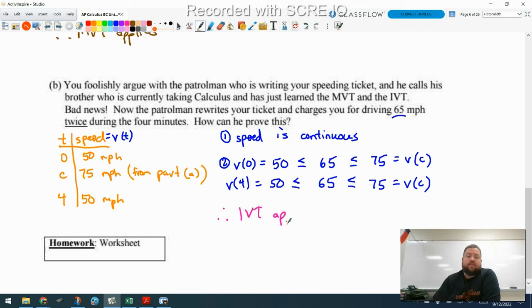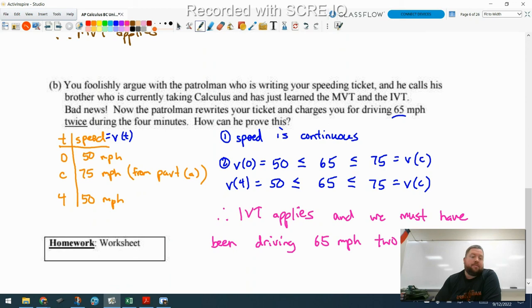Therefore, IVT applies. Then I'll add a little extra here just because usually when we do IVT, we're just proving one location, and this time we used it to prove 2 locations. So I'll say, therefore, IVT applies, and we must have been driving 65 miles per hour 2 different times.